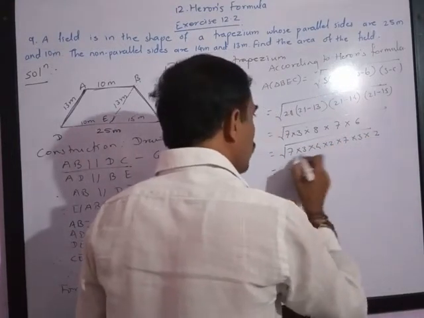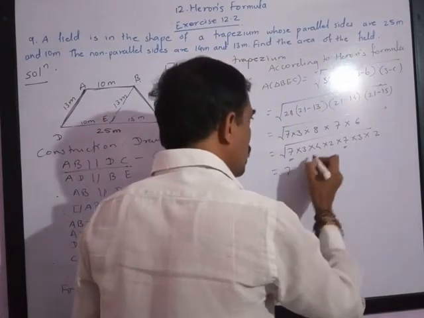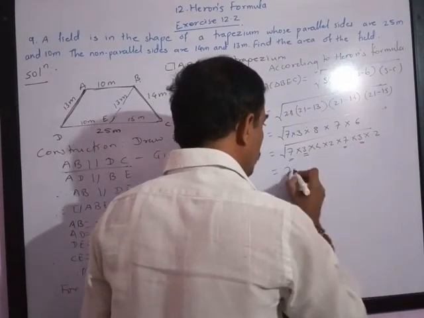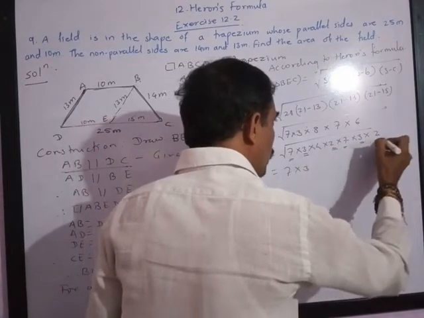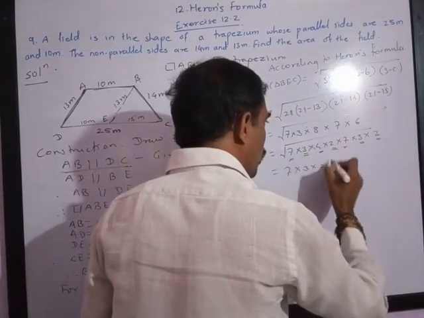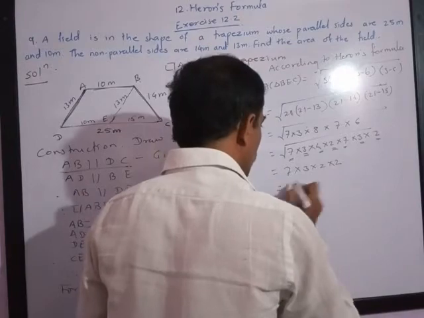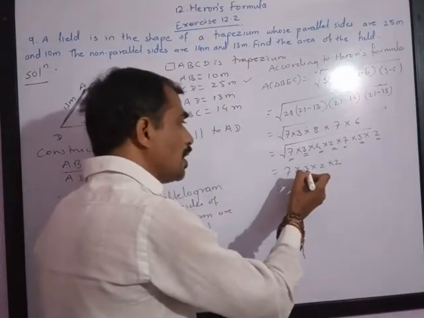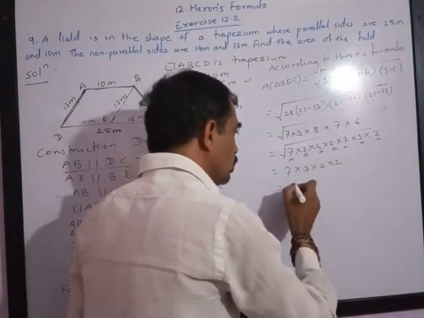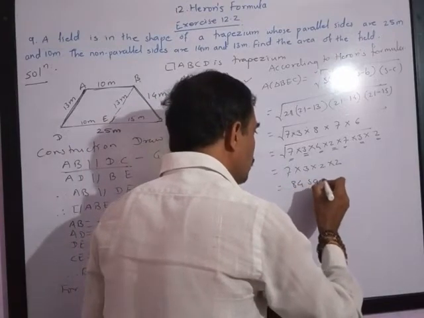Now out of the two 7s, one will come out. Out of the two 3s, one will come out. Out of the two 2s, one will come out. And from the 4, a 2 will come out. So this is equal to 7 3s are 21, 21 2s are 42, 42 2s are 84 square meters.